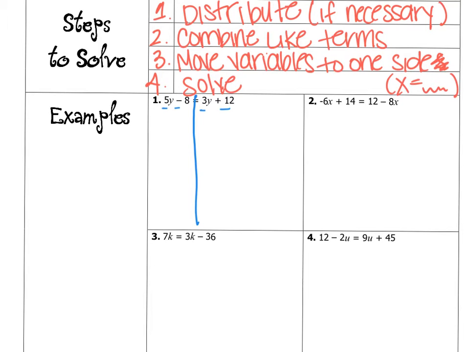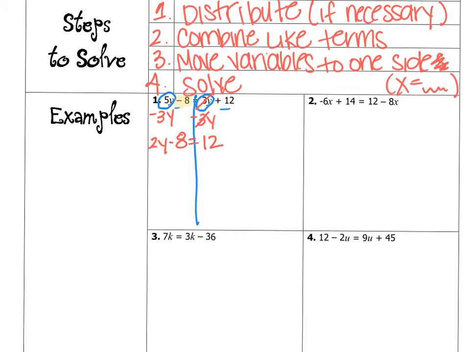So our next step would be to move the variables to one side. Probably the easiest thing would be to move this 3y over to this 5y. It makes sure that we don't have negative numbers in, which always makes things nicer. So I'm going to subtract 3y and put it over here with 5y. So 5y minus 3y makes 2y. I still have this minus 8. I haven't done anything with that yet. So we're going to have 2y minus 8. Over here, my 3y minus 3y cancels, and I'm left with that it equals that positive 12.